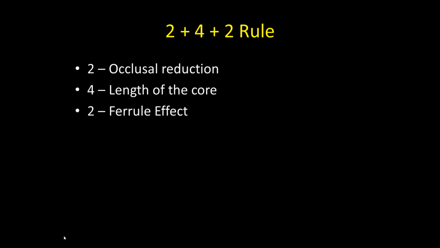I have to keep in mind, if we want to save a tooth, or we're doing a restorative procedure, the rule is 2 plus 4 plus 2. 2 is occlusal reduction, 4 is the core length we're supposed to have, and 2 is the ferrule effect. If we have those numbers, it doesn't matter what kind of restoration you have or what kind of cement you're going to use. It's going to hold because you have mechanical retention. Of course, it also depends on the angle of the interproximal walls you have. But that's the rule we have to keep in mind when we prep the teeth.